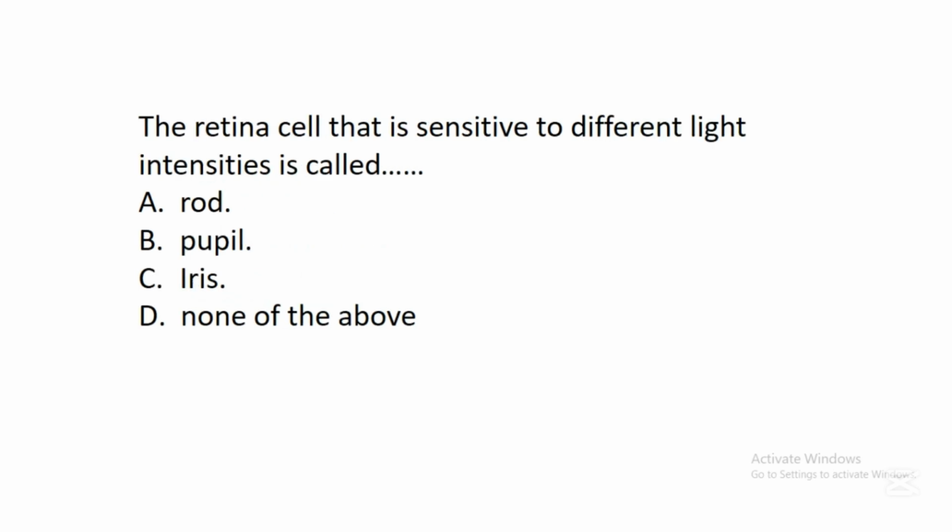The next question says, the retinal cell that is sensitive to different light intensities is called dash. A. Rod, B. Pupil, C. Iris, D. None of the above. In this question, the correct answer is A. Rod. So rod is a light sensitive cell found in the retina.